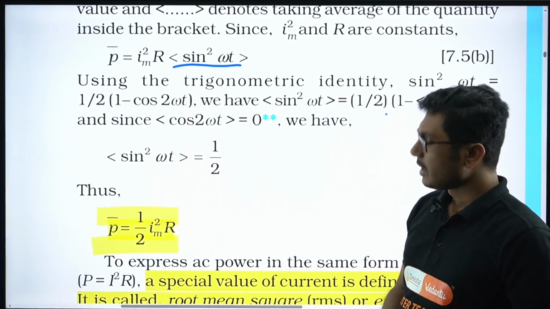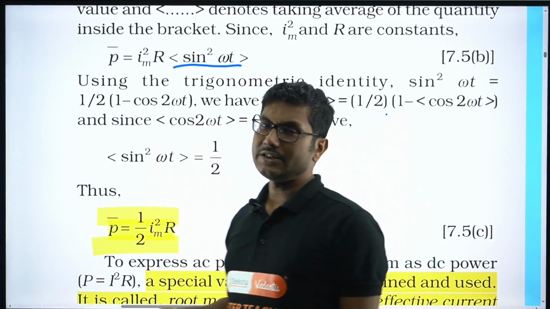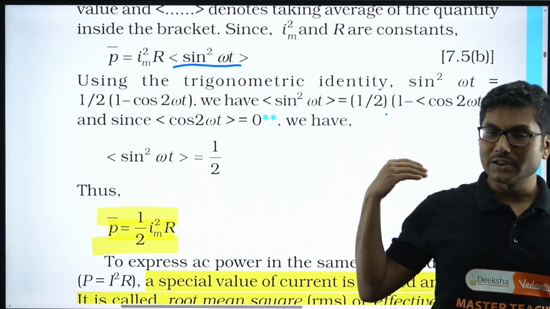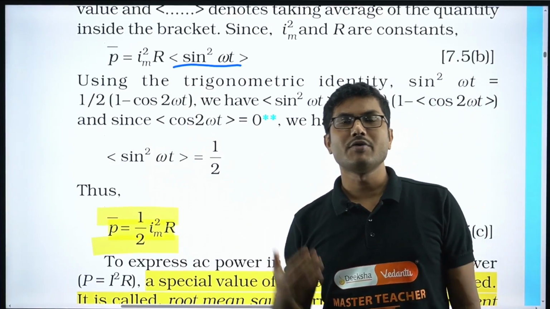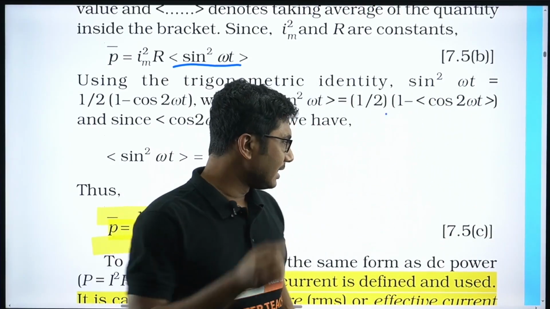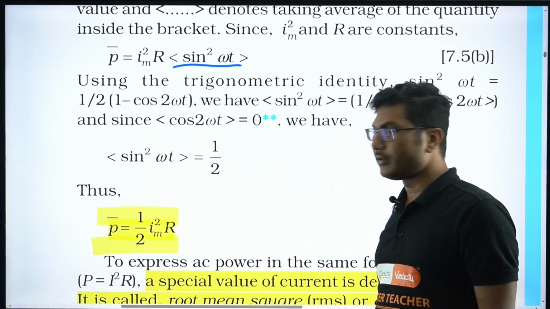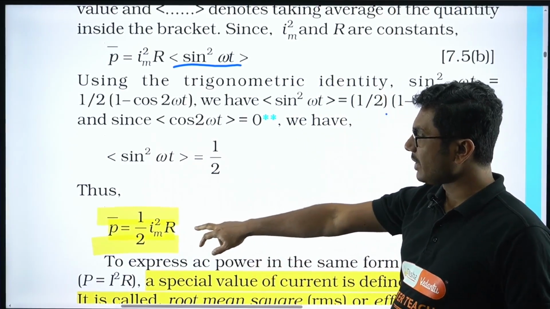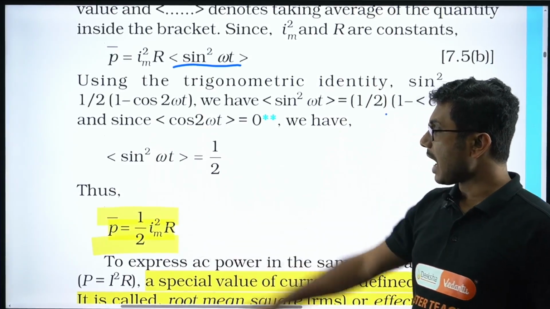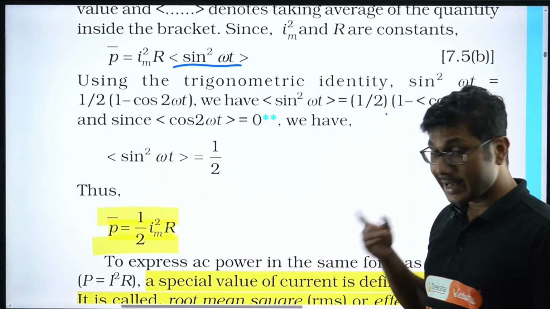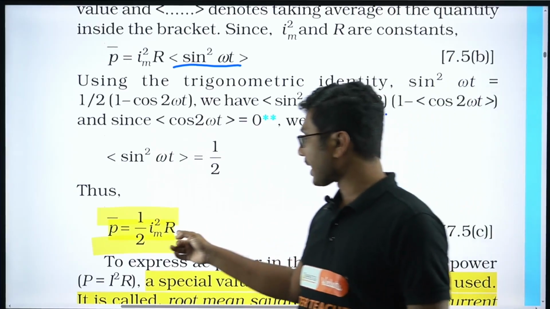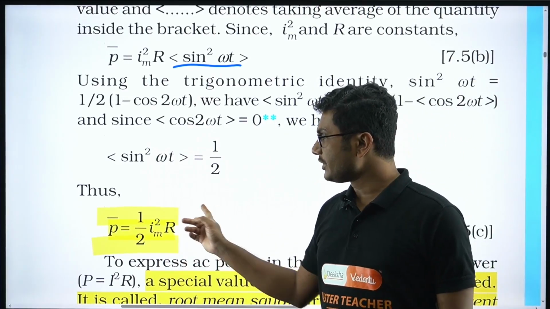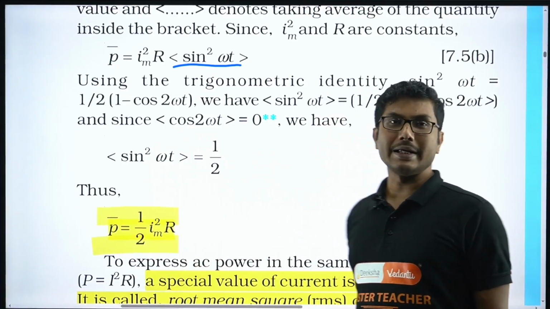Okay, the average of sine is 0, average of cos is 0, average of sine square is half, average of cos square is half. There is a small derivation given in the footnote, you can check that out. And the average power in an AC circuit comes out to be half Im square R. Im is the maximum current, and R is the resistance. So this is the power absorbed by an AC circuit.